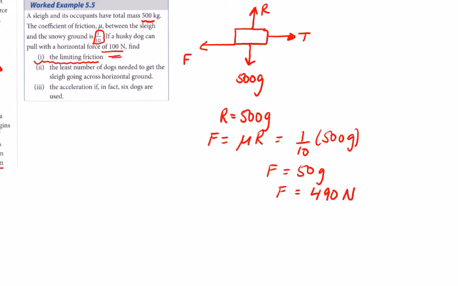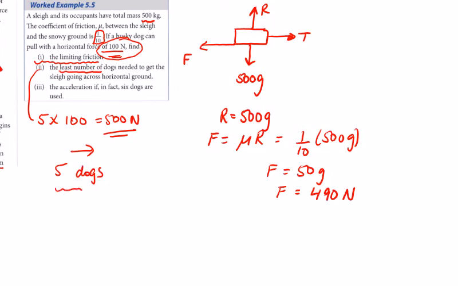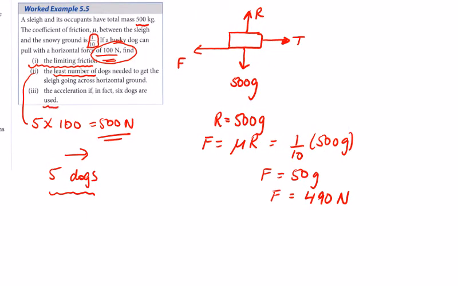And we're told here a husky dog can pull with a force of 100. So this goes into part 2, the least number of dogs. 5 by 100 will give us 500 newtons, which will get the sleigh moving. So we need 5 dogs. Although huskies normally run in pairs, so I would say 6. And the acceleration, if in fact 6 dogs are used, okay, 6 dogs are used in part 3, thank God they have a pair. The acceleration is what we're looking for now.